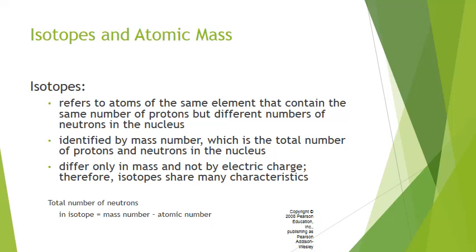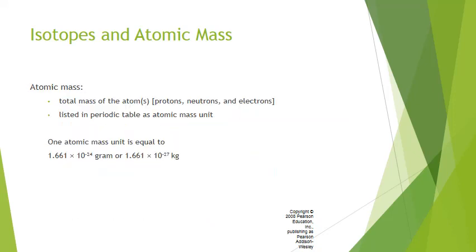Now, atomic number is different than mass number. Mass number is the total number of protons and neutrons in the nucleus, add them together. That gives you the mass number. So atomic number, number of protons. Mass number, number of protons plus number of neutrons.